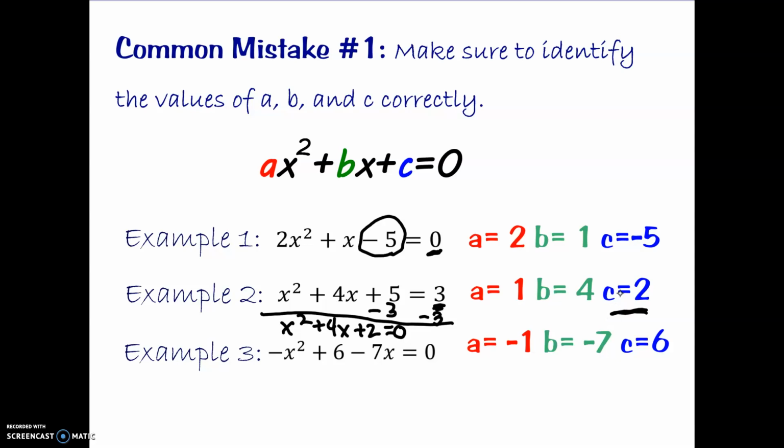The third example I wanted to show you was if your equation is not written in standard form, you might by accident mix up your a, b, and c values. So you always want to rewrite the equation first in standard form, so the x comes before the constant, before you identify your a, b, and c values. So now you can see that a is -1, b is -7, and c is +6. If you don't have it in standard form, it's very easy to mix up a, b, and c.